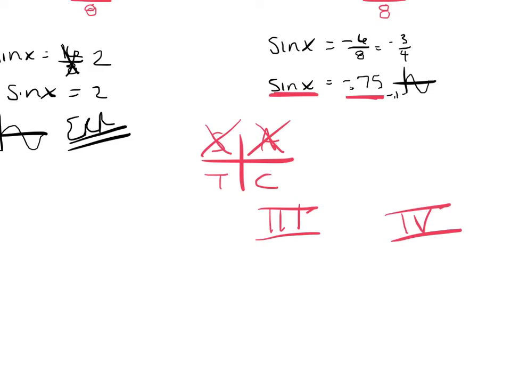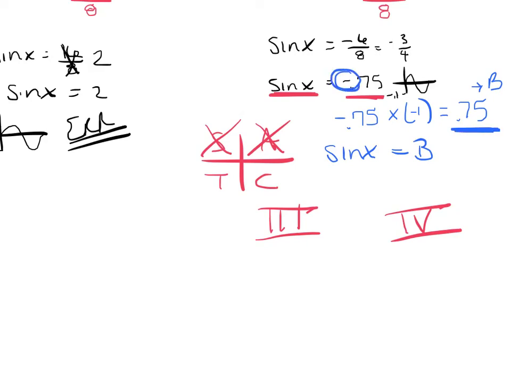Okay, the next thing I have to go get is my reference angle. Now again, you don't want to put the negative in. So you are taking negative 0.75 on your calculator and multiplying that by negative 1. Okay, and that's what I'm storing into alpha B. So I should have sine of x equals B, and B should be positive 0.75. I want the positive number. Remember, the negative told me the quadrants. That's what the negative does.